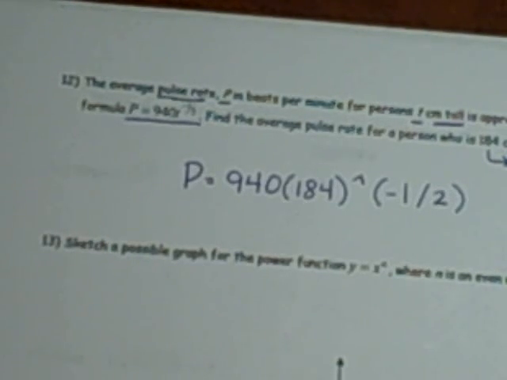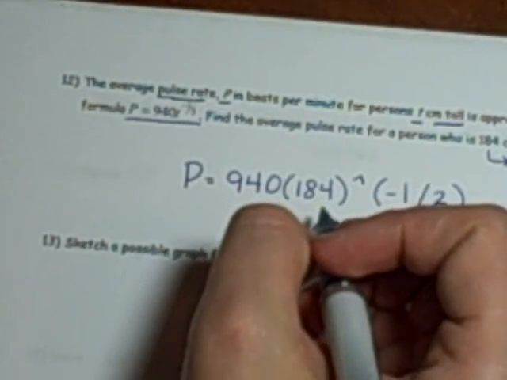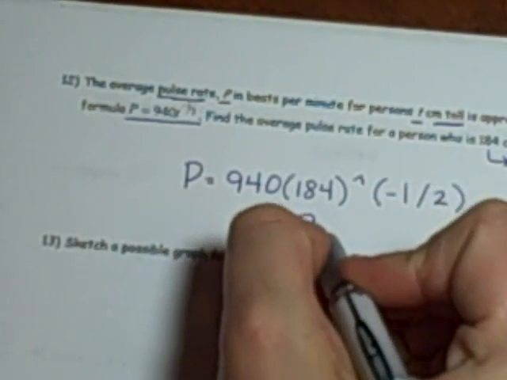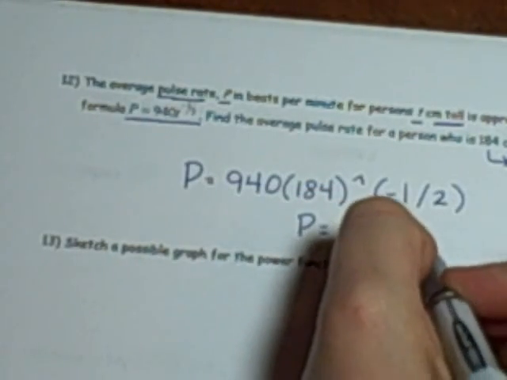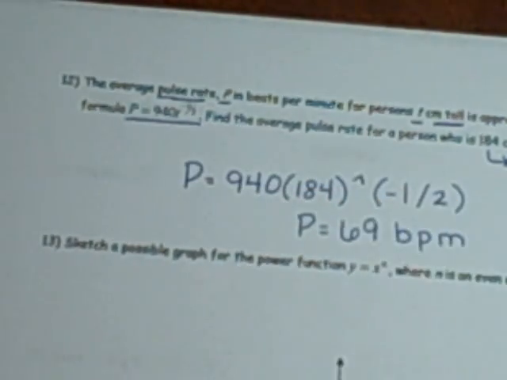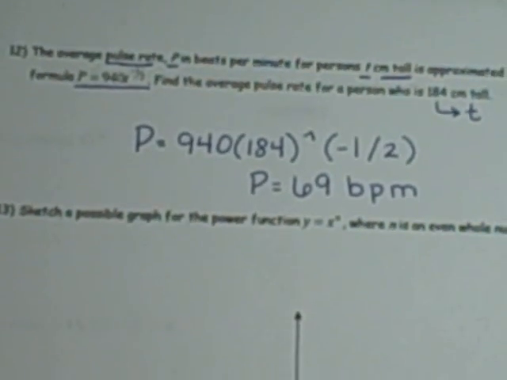And as my final answer, I get 69.29. I guess I'll round that to probably the nearest whole number there. So I would say P equals 69. And that's beats per minute for your pulse rate. And that's it for question number 12.